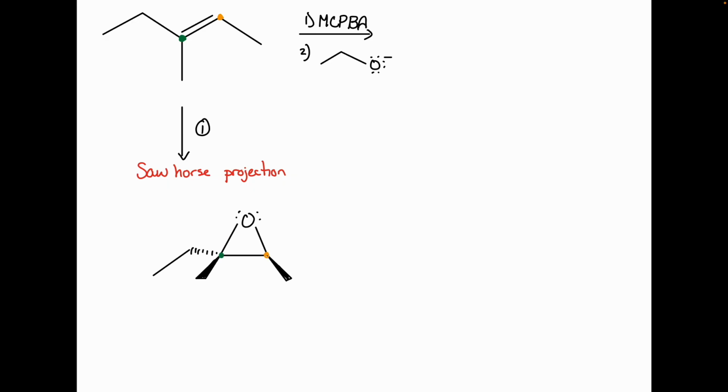All right, and now we're going to move on to step 2, where we react that thing with our alkoxide ion here. Like we said, it's going to attack that orange carbon, but importantly, it can't attack it from the same side of where that ring is. It has to attack it from that opposite side, that backside attack.